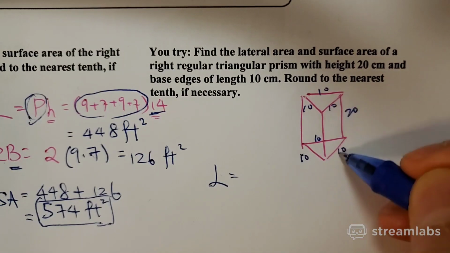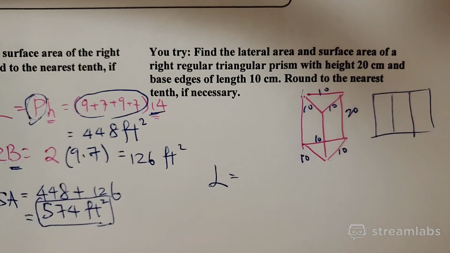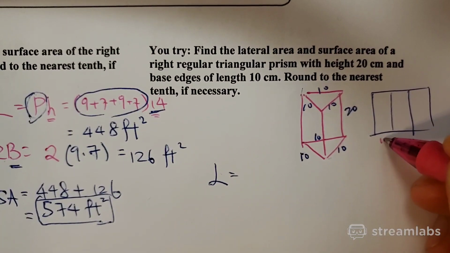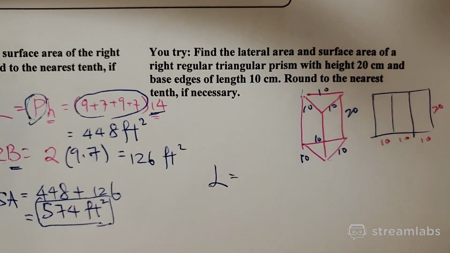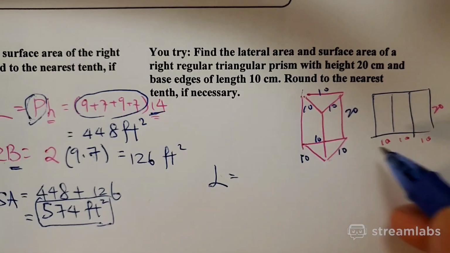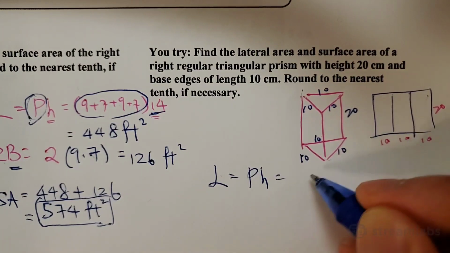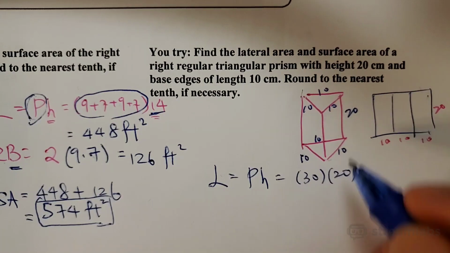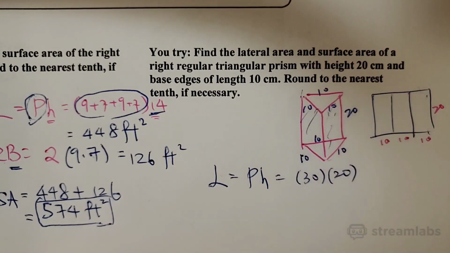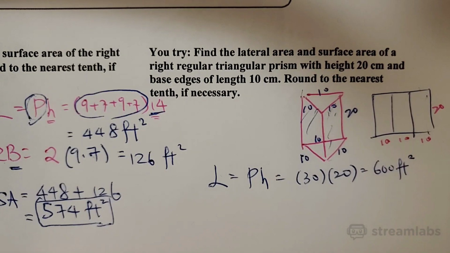Lateral is going to be these three faces. If you split it open, it's going to look like this, with each one of these being 10, 10, and 10, and this is 20. So the lateral area will naturally be perimeter times height, which is 30 times 20. You agree? That's the lateral area, which is 600 centimeters square.